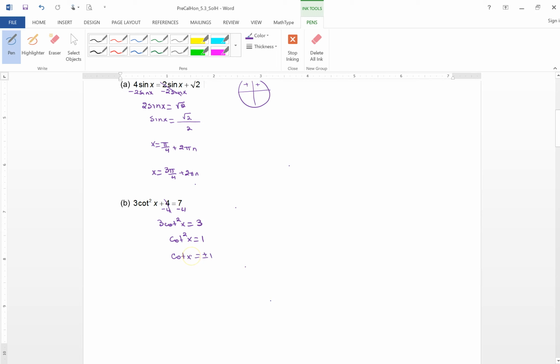We know that the cotangent is equal to 1 again at the 45s, or the pi over 4s. And since we're taking the plus 1s and the minus 1s, it's going to include all 4 quadrants. So I have pi over 4 in this quadrant and 3 pi over 4 in this quadrant where it's negative. Tangent repeats every pi, so it's going to be plus pi n and plus pi n.